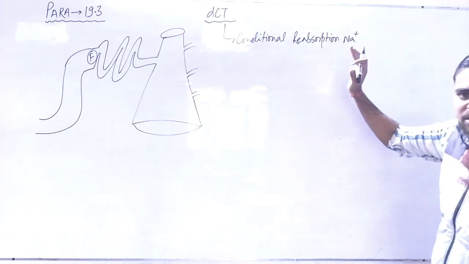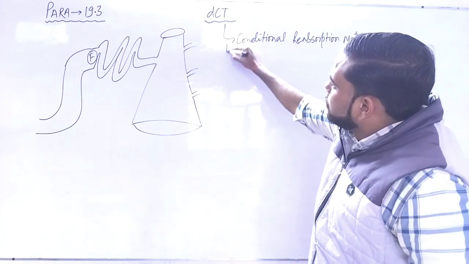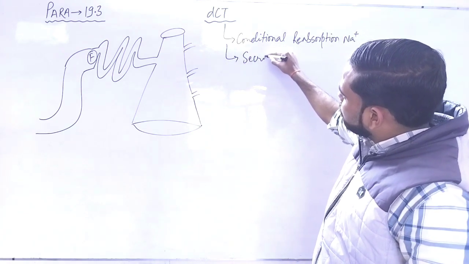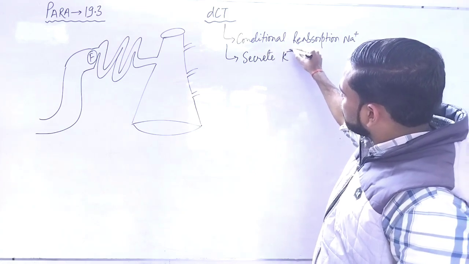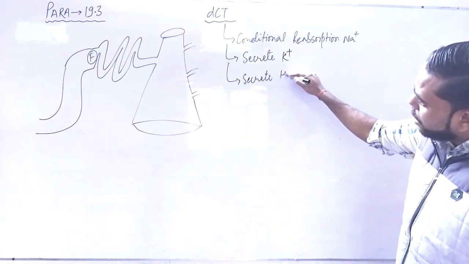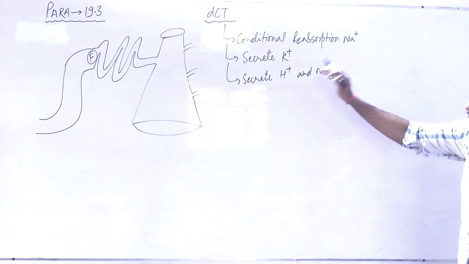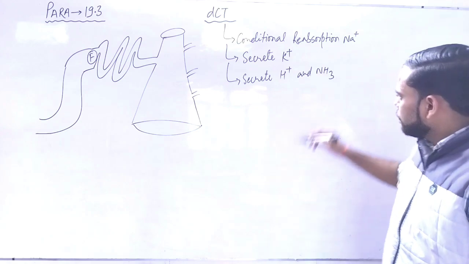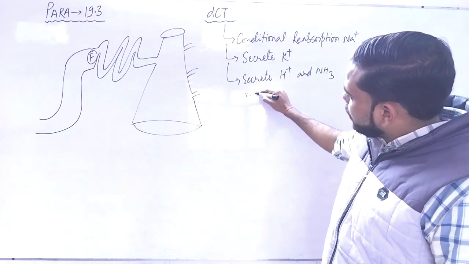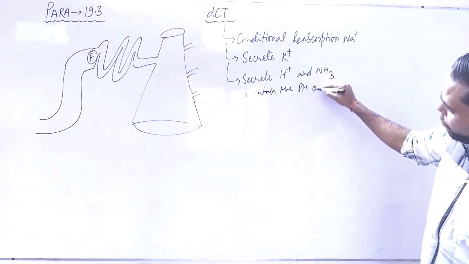ये समझेंगे बेटा, what is the meaning of this conditional reabsorption of sodium by the DCT? ये secrete कराएगा क्या? Potassium. It will also secrete potassium and also secrete the H plus ion and ammonia, and by secreting this H plus ion and ammonia, it will maintain the pH of body fluid.